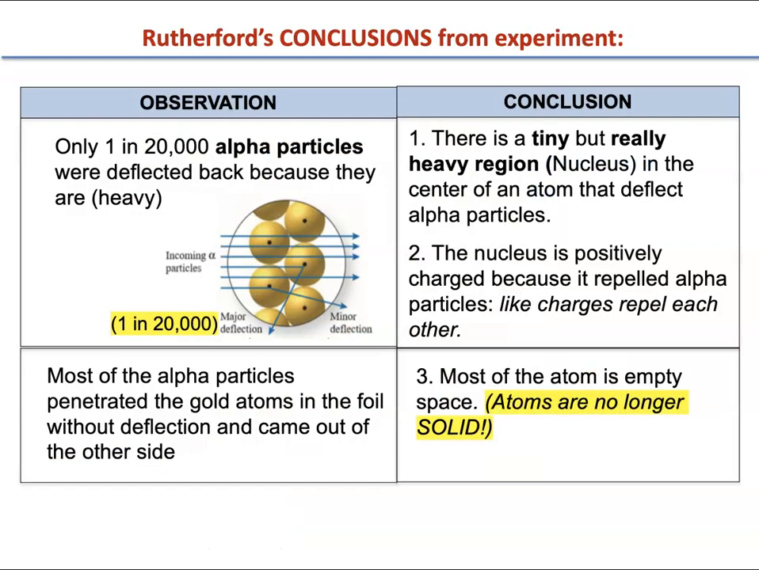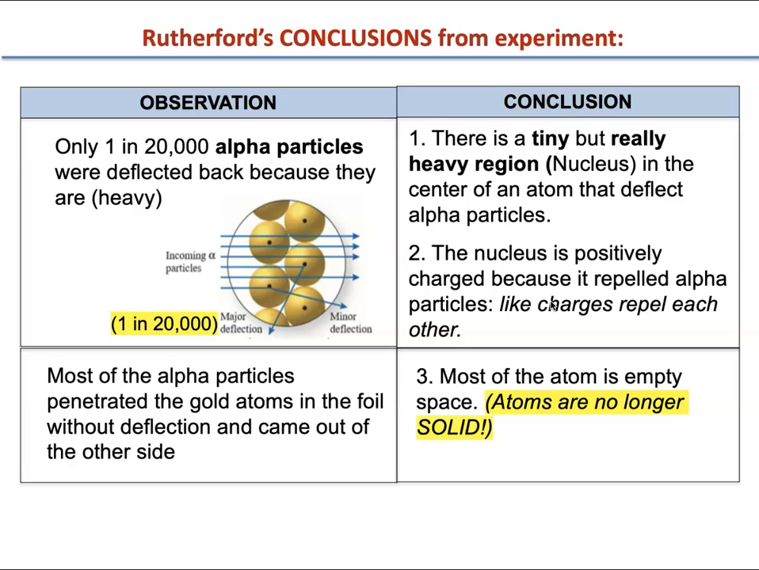So let's look at the observations and the conclusions he came to. 1 in 20,000 alpha particles were deflected back because they hit something very heavy. So he concluded there is a tiny but really heavy region he called the nucleus in the center of an atom that deflected alpha particles. Please note that he has not discovered the positively charged particles yet. Number 2, the nucleus is positively charged because it repelled alpha particles that are positively charged.